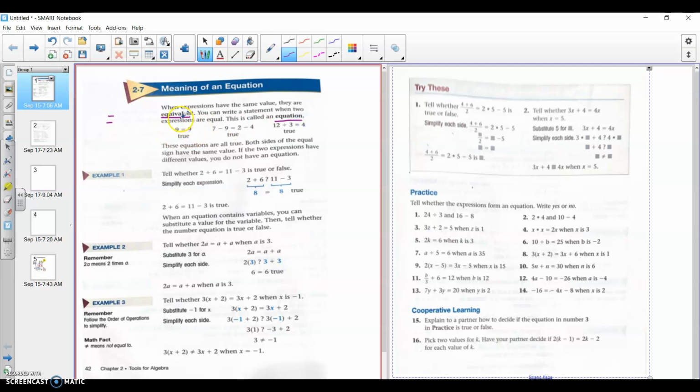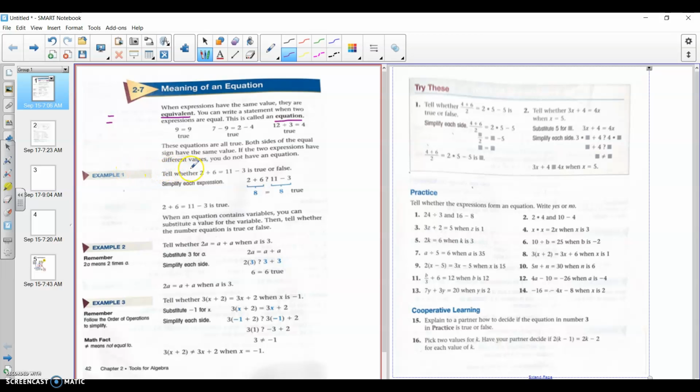This 9 equals 9 right now is an equation, and that is a true statement. 7 minus 9 and 2 minus 4 will give you -2. So that is a true statement. And 12 divided by 3 equals 4. 12 divided by 3 on this side is 4. Does 4 equal 4? True. So both sides need to have the same value, both sides of the equation. These equations are all true. Both sides of the equal sign have the same value. If the two expressions have different values, you do not have an equation.